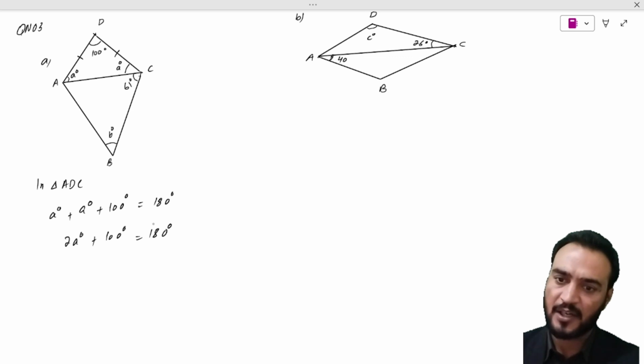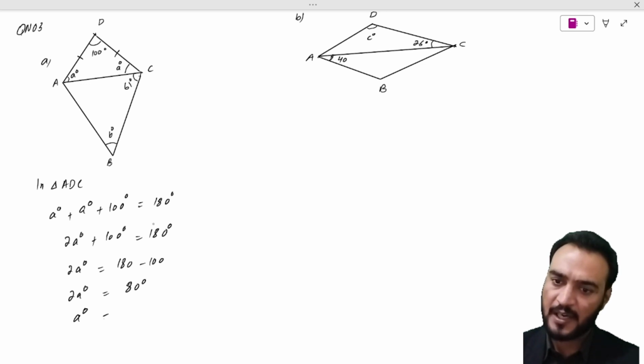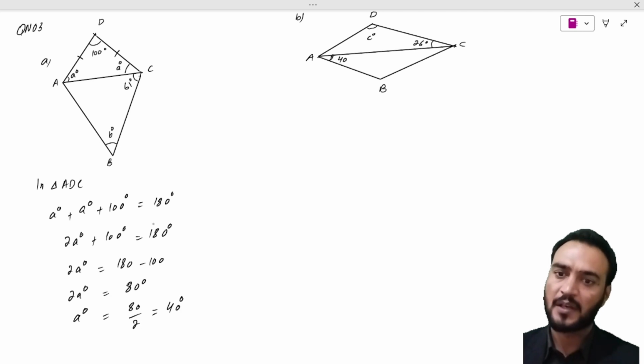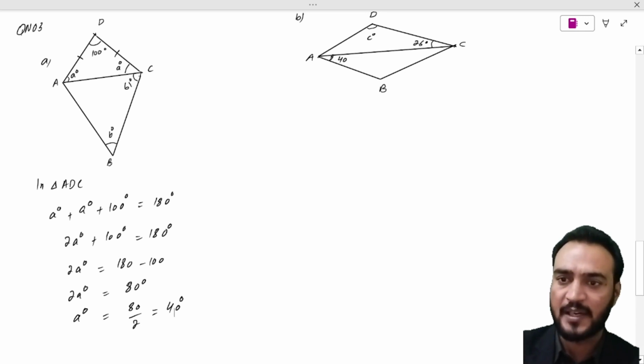We separate the 100 degree from 180 degree, and the answer becomes 180 minus 100. 2A degree equals 80 degree, and dividing it by 2, the value of A degree will be equal to 80 over 2, and it is equal to 40 degree. So this was the value of A degree. Now we will find the value of B degree.